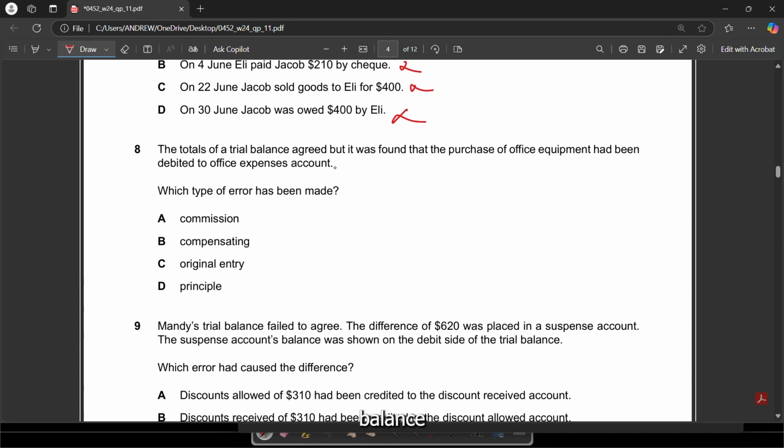The totals of trial balance agreed, but it was found that the purchase of office equipment has been debited to office expenses. So again, here if you can see, one is capital expenditure and the other one is revenue expenditure. Whenever we are mismatching this one, it becomes an error of principle. So hence D is the right answer.